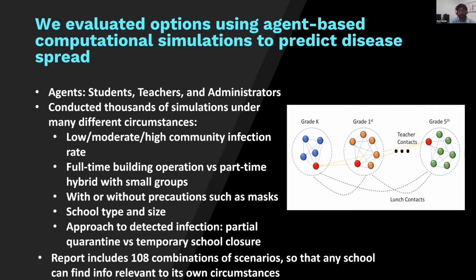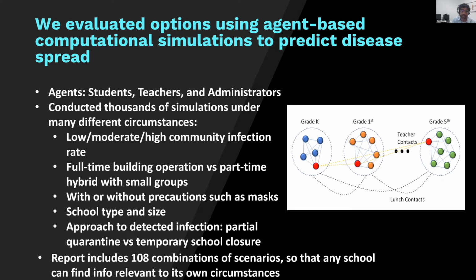In this model, the agents were students, teachers, and administrators. For this study, we conducted many different simulations under different circumstances, looking at high, moderate, and low infection rates in the community, whether the building was operating at full-time capacity or in a part-time hybrid capacity with smaller student groups, with or without precautions such as masks, school types. So we looked at elementary, middle school, and high school, and different sizes, and approaches to when an infection is detected.